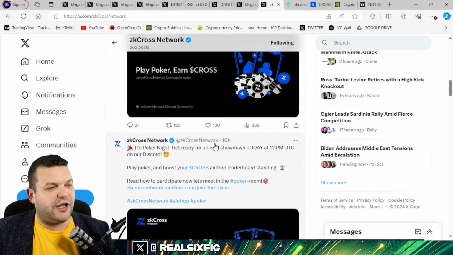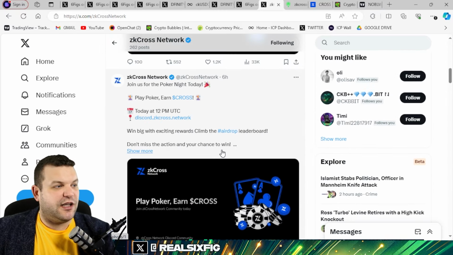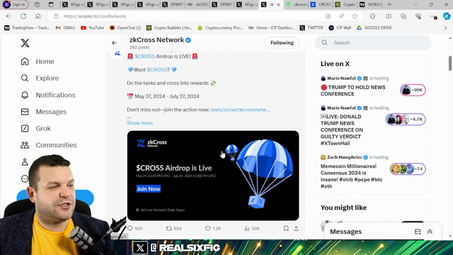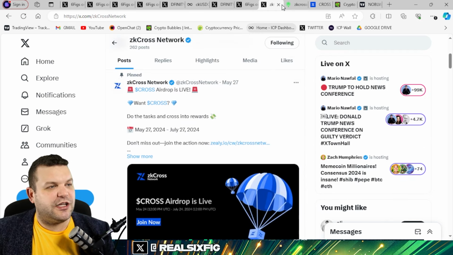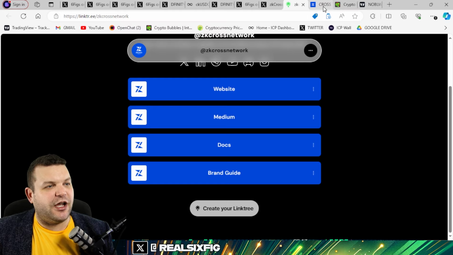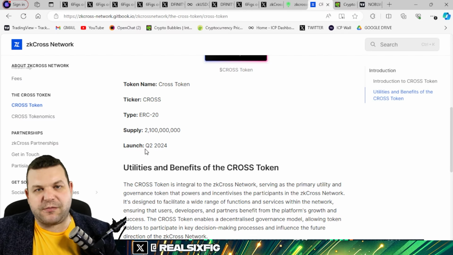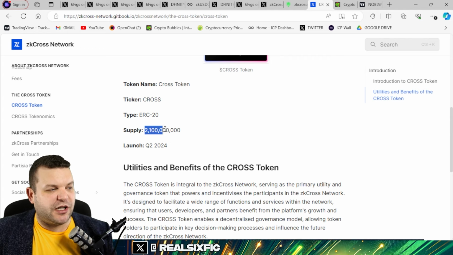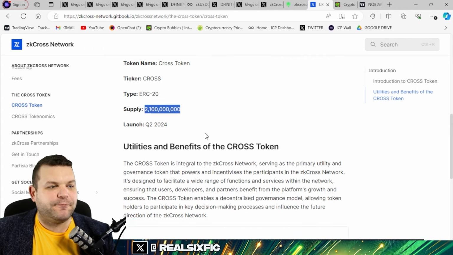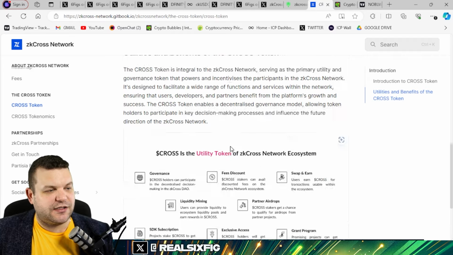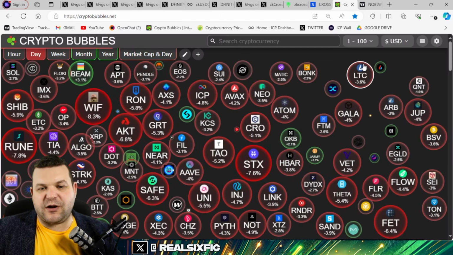You can also play poker, which I did do in their Discord. It was pretty fun, so check it out. But they are looking to launch a token here in Q2, which is right about now. They're going to have about a 2 billion supply. So it's going to be interesting to see how this plays out. We'll have to just wait and see what happens.